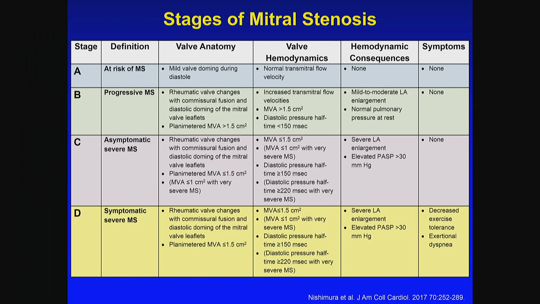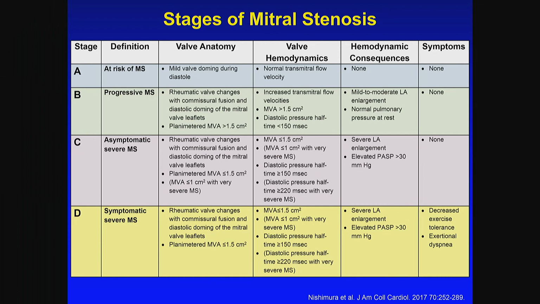Rheumatic valve changes continue with further thickening and commissural fusion, and planimetered areas less than 1.5 square centimeters. Echocardiography again defines the severity of stenosis. And then when it becomes severe, patients typically have severe left atrial enlargement, often atrial fibrillation, and elevated pulmonary artery systolic pressures.